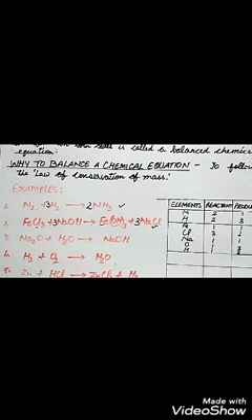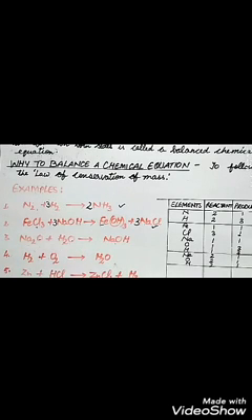Come to the third equation. Sodium oxide reacts with water to form sodium hydroxide. Elements are sodium, oxygen and hydrogen. On the reactant side you have 2 sodium, on the product side you have 1. Oxygen, 1 plus 1 is 2. On the reactant side you have 2 oxygen, but on the product side only 1. And hydrogen again, on the reactant side 2 hydrogen, but on the product side only 1 hydrogen.